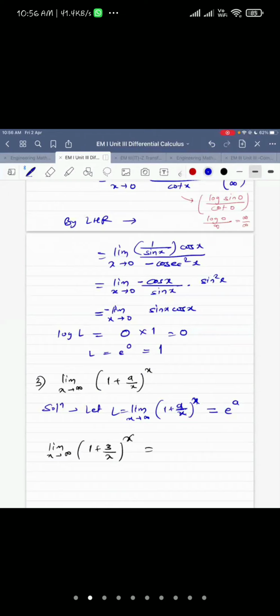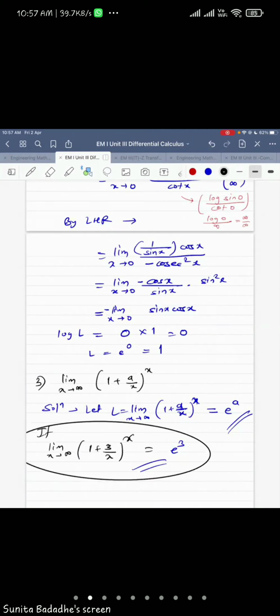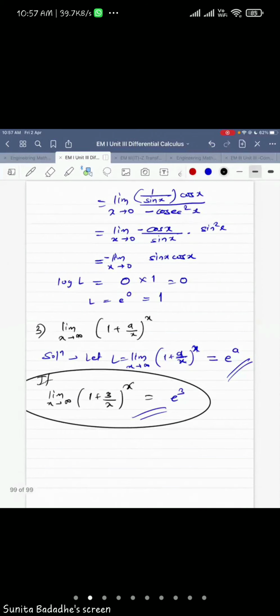This you can use as a standard formula if it is asked in the online exam or any exam. There is a standard formula, you can always use it. So this will become e raised to 3 here if my question is like this. If this is asked, your answer will be e raised to 3. Okay. Now, fourth question.